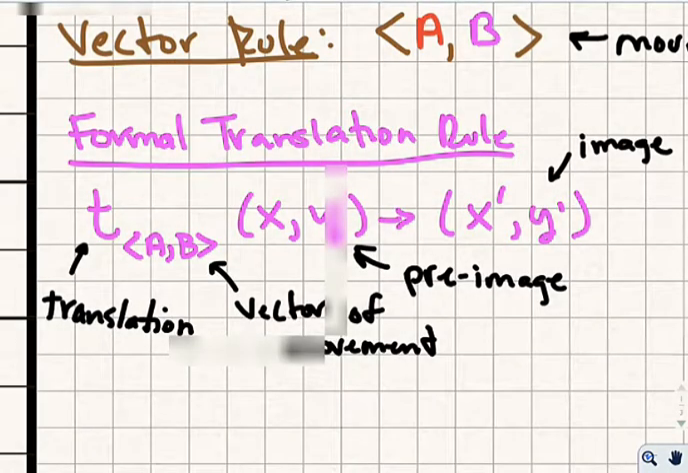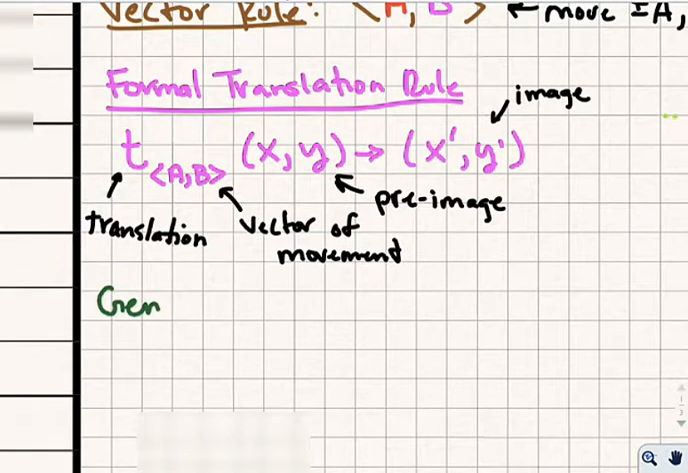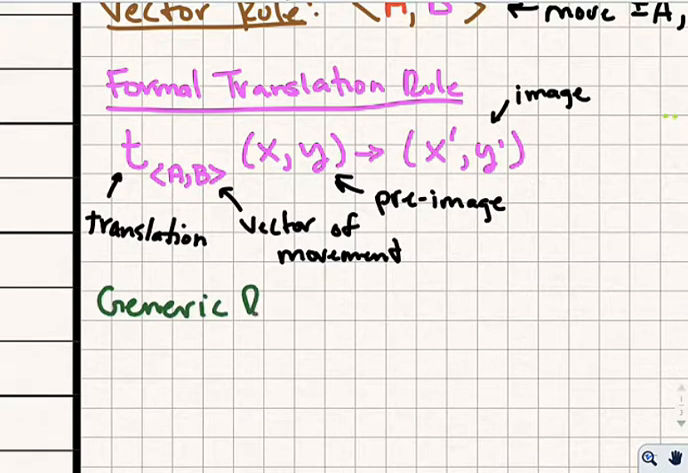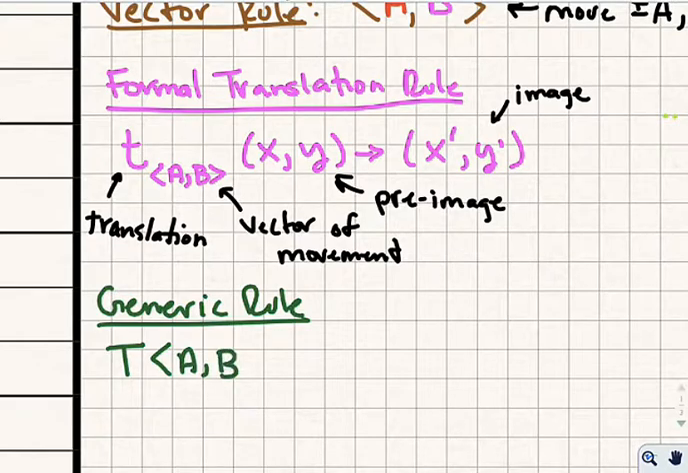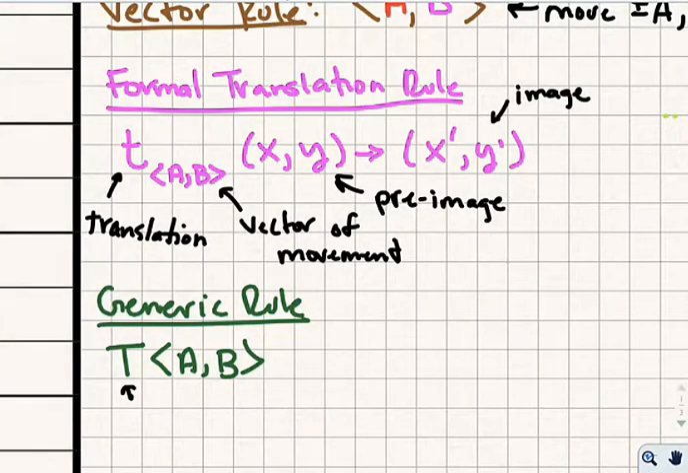This is a shortened version of the formal translation rule, and that is what I call the generic rule. And so instead of a lowercase t, which specifically means translation, we're going to use uppercase T, which is going to mean generically any transformation. We are going to recycle the vector notation. So this is going to be A, comma B, and that's it. So just like the last rule, this is going to mean the generic transformation.